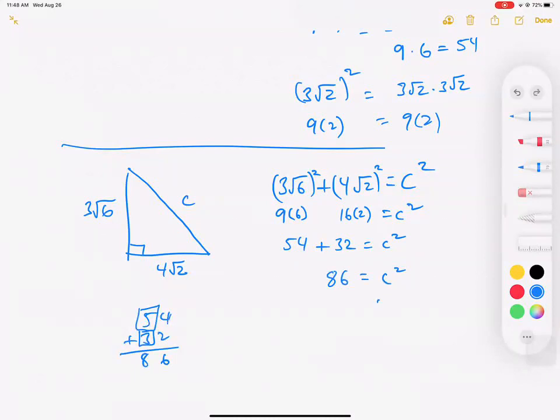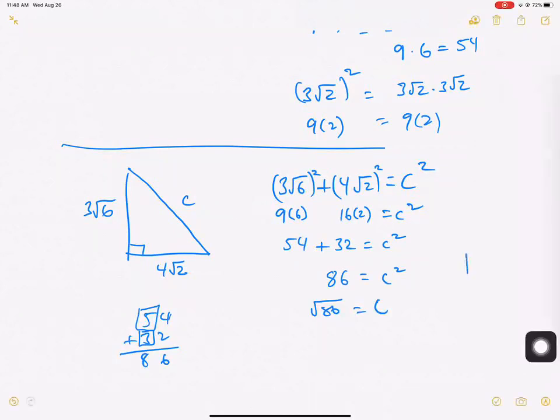We would square root both sides. C is equal to the square root of 86. Now we have to always simplify this radical. You must always simplify the radical. So I'm going to draw my little box method on the side. Some of you guys like using a factor tree. I don't like doing that.